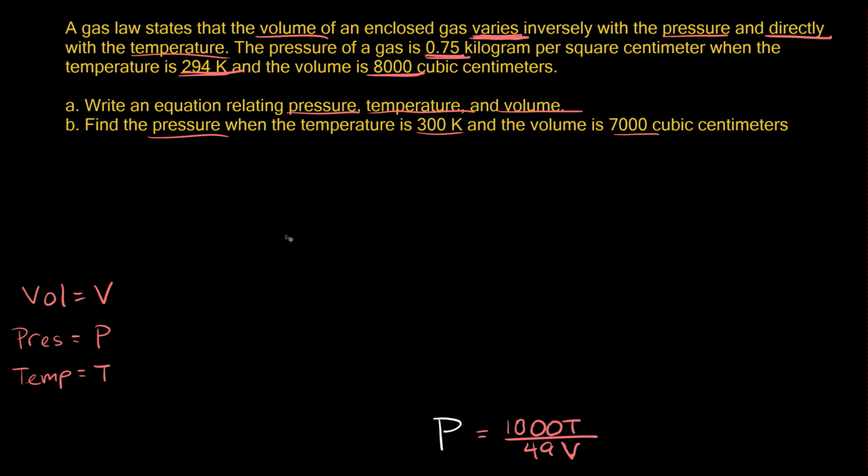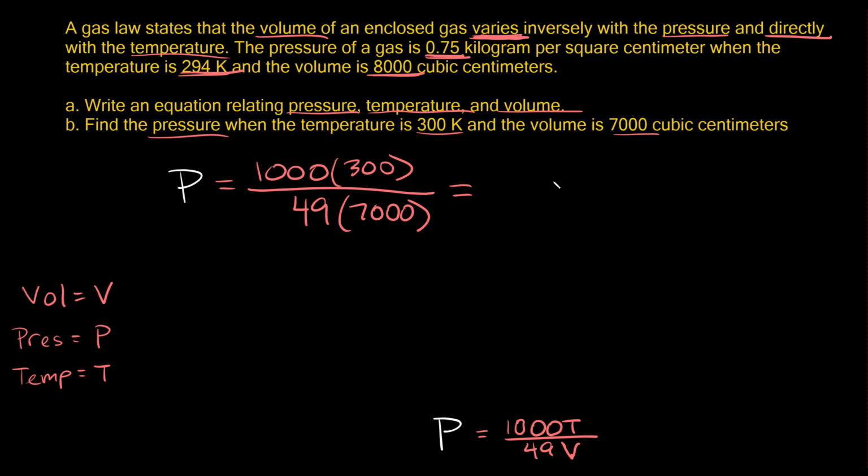Now that we rearranged our formula, let's use it to solve for the pressure. So let's just write it up here. The pressure is equal to 1,000 times T, and the temperature is given as 300. We're going to divide by 49V, so 49 times V, the volume is 7,000. If you plug this into your calculator, you'll get that this is equal to approximately 0.87.